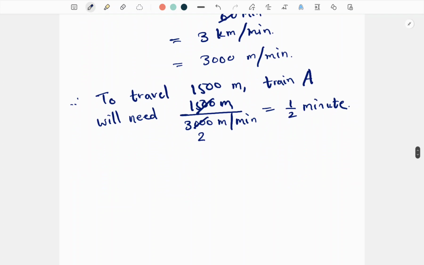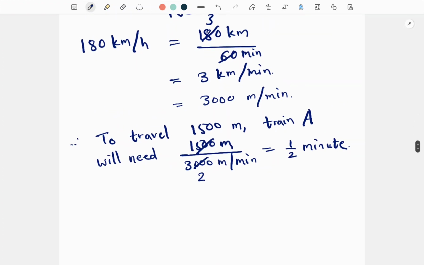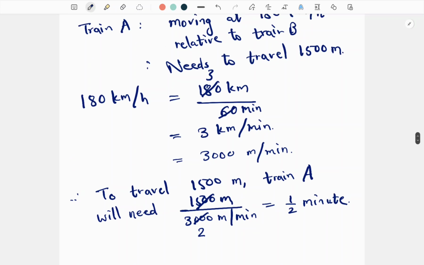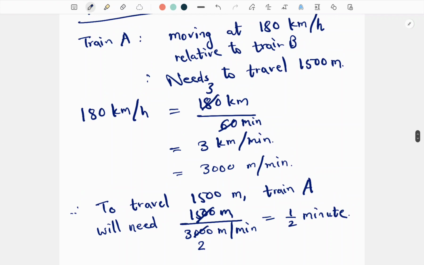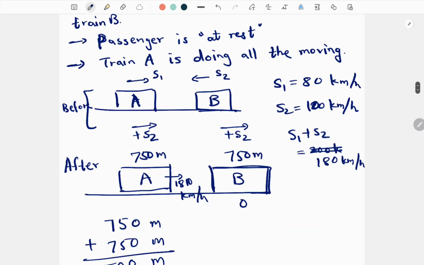So we imagine that train B is at rest, therefore train A is moving at this 180 kilometers per hour. So to cross 1500 meters, which is 1.5 kilometers, it will take half a minute. Let's just make sure that I have not made any calculation errors here. 180 kilometers per 60 minutes, which is 3 kilometers per minute, right? And so to cross 1500 meters, you are going to need half a minute. So that's how we set up this word problem.